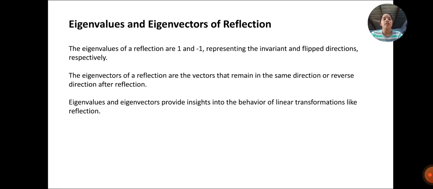Next, eigenvalues and eigenvectors of reflection. The eigenvalues of a reflection are 1 and -1, representing the invariant and flipped directions respectively. The eigenvectors of a reflection are the vectors that remain in the same direction or reverse direction after reflection. Eigenvalues and eigenvectors provide insights into the behavior of linear transformations like reflection.